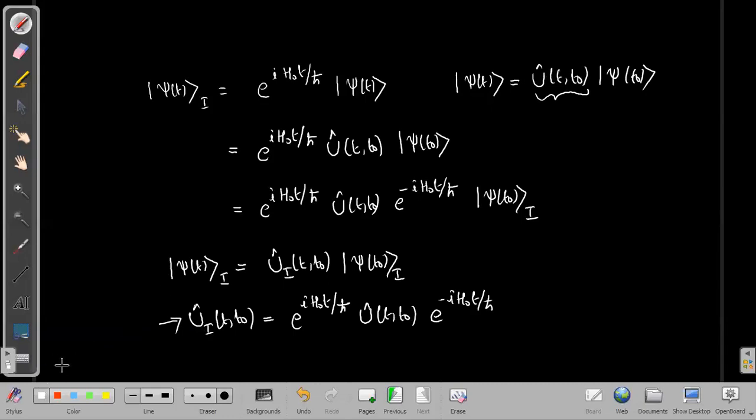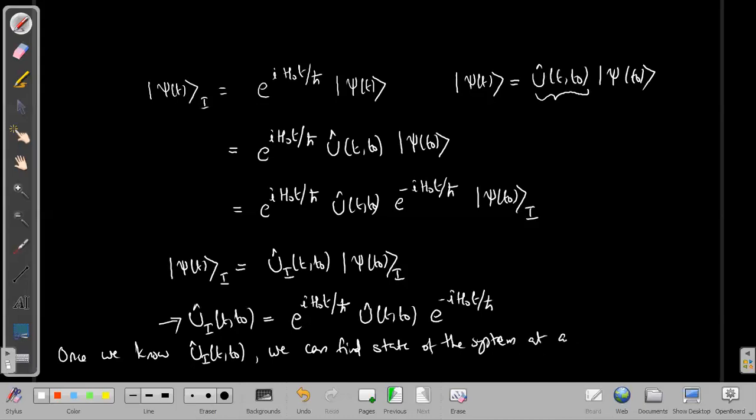Okay, so once we know ui of t, t0, we can find the state of the system at any time t in the interaction picture. So that's all.